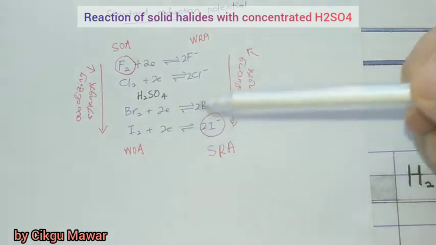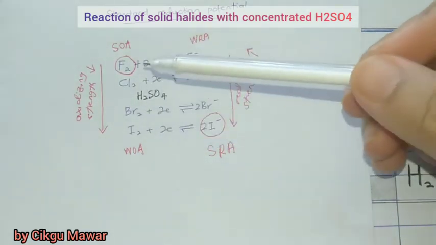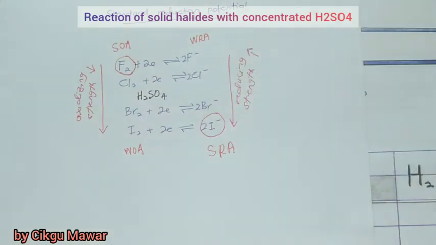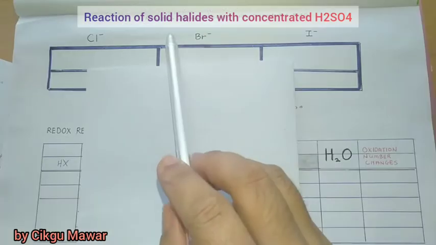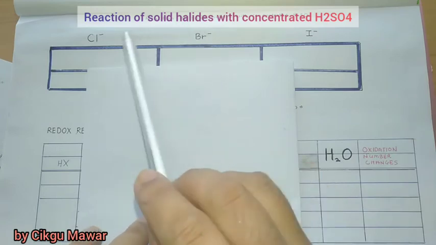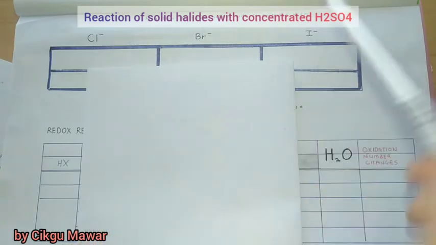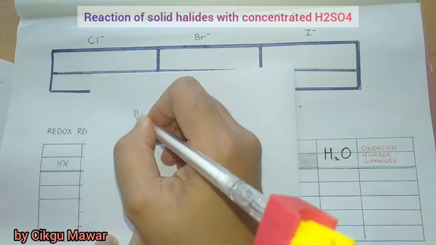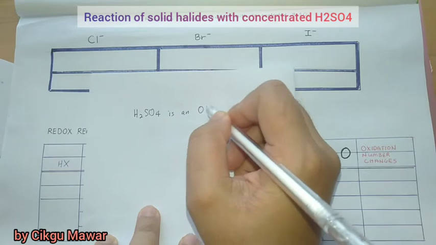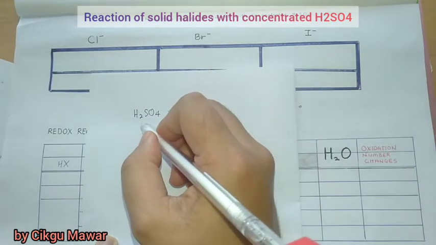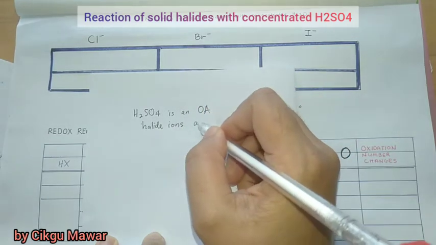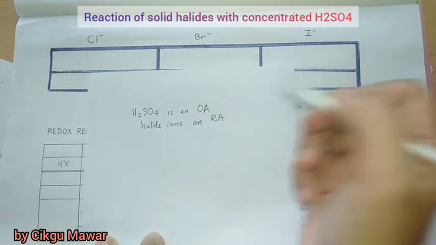From this standard reduction potential, you can see that chlorine is a stronger oxidizing agent than sulfuric acid. Since this reaction involves solid halides with concentrated sulfuric acid, the halides involved are chloride, bromide and iodide. So we can say that sulfuric acid is an oxidizing agent, while all the halide ions are reducing agents.